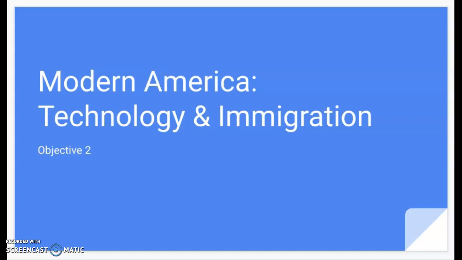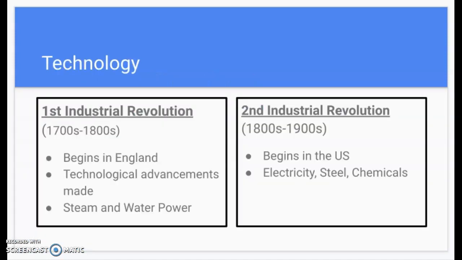Hey guys, this is objective 2 of your additional focus area called Modern America. We're going to be looking at technology and immigration in modern America.